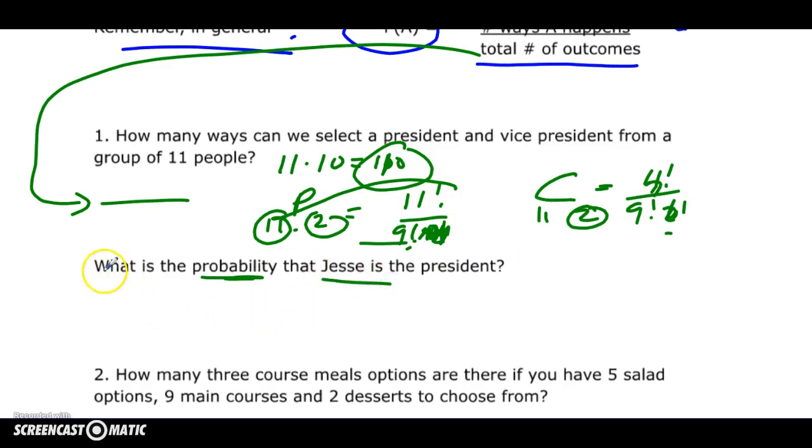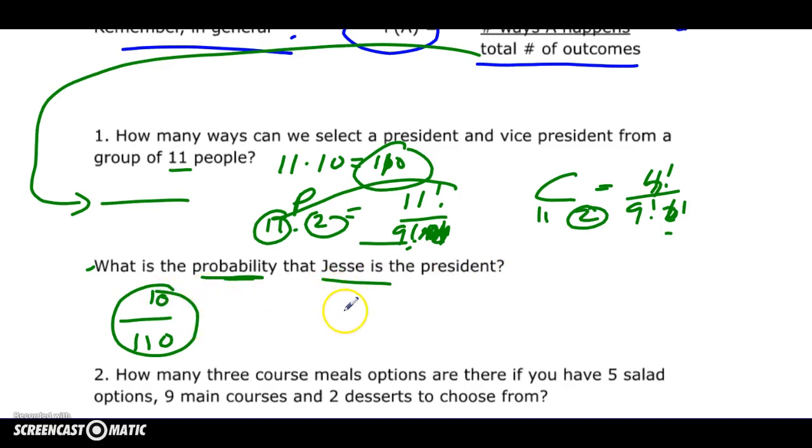And then you're going to be asked questions like this. What is the probability that Jesse is the president? Well, if Jesse's the president, what you might want to do right away is say, Jesse's the president, I'm done. There's one way Jesse can be president, but no, there's more than one way, because you got to ask yourself this. If Jesse's the president, how many different ways can Jesse be president with different vice presidents? Well, very simply, if she's the president, or he, then there are 10 other choices for the vice president.